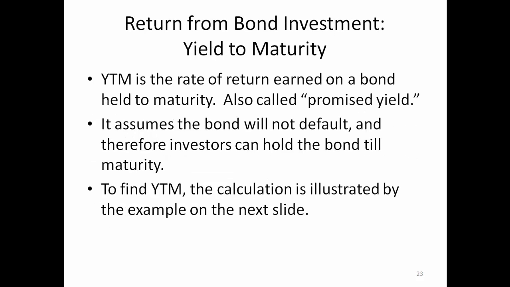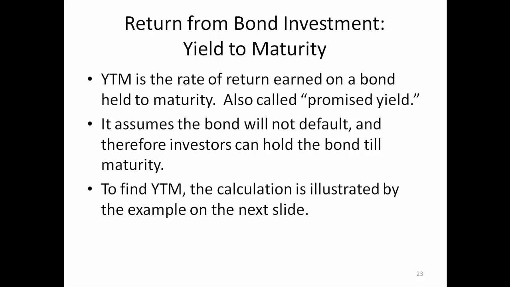Now let's talk about return from the bond investment. This is the concept of yield to maturity. Yield to maturity is the rate of return earned on a bond held to maturity, and this is also called the promised yield. So it assumes the bond will not default, and therefore the investors can hold the bond till maturity. And imagine you pay the market price to buy a bond, and you hold the bond for several years until the bond matures. Then you are concerned with the question: every year, what is the return you can realize? So that is the concept of yield to maturity.